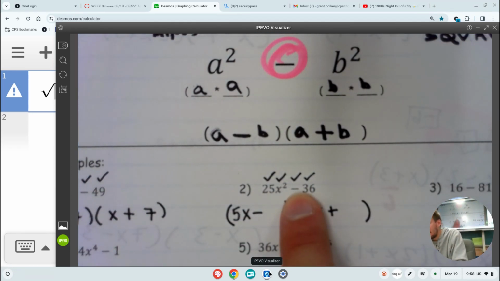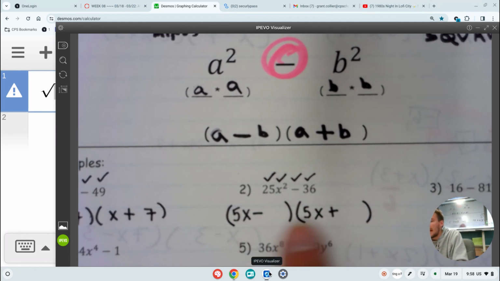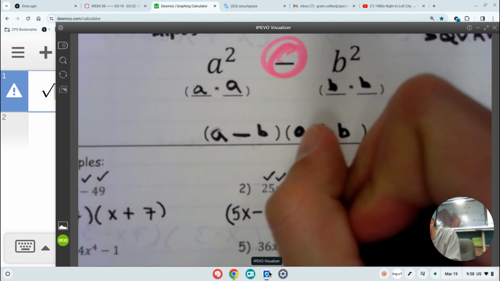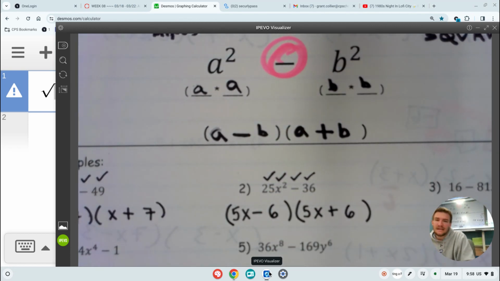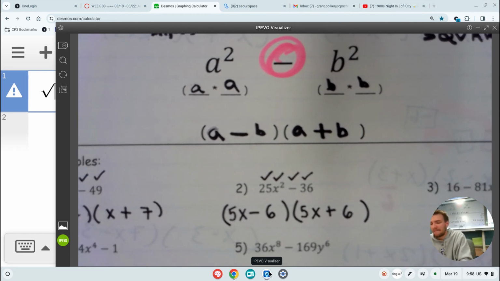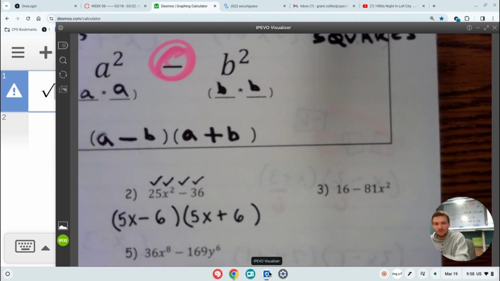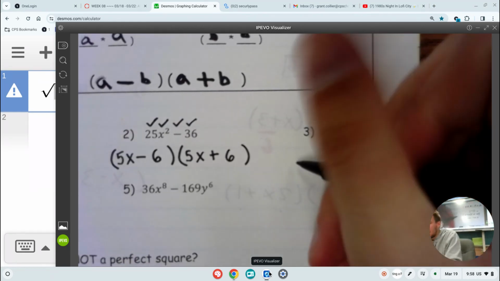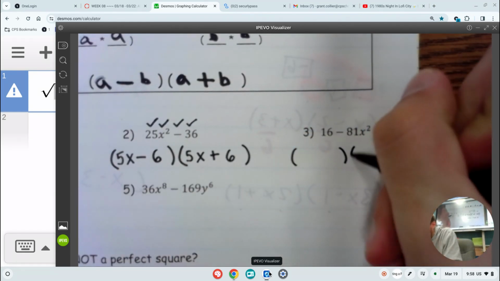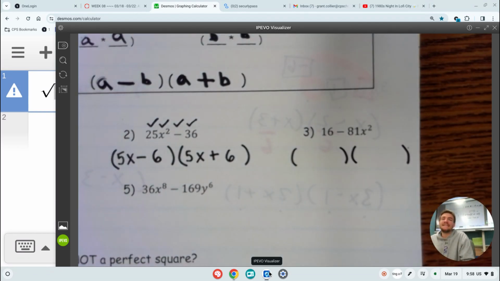Then we have the minus, so now we have our signs. And then we have our 36. Square root that into two pieces, 6 and 6. And that's the whole question. All you have to do is break things in half. So, we're going to do question number 3. I'm going to give you some time to do it. This question is not mega easy. There is something a little bit different about it. But just keep everything in the same order. Go one piece at a time.